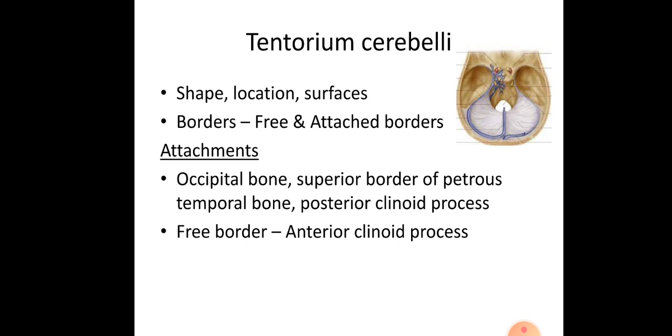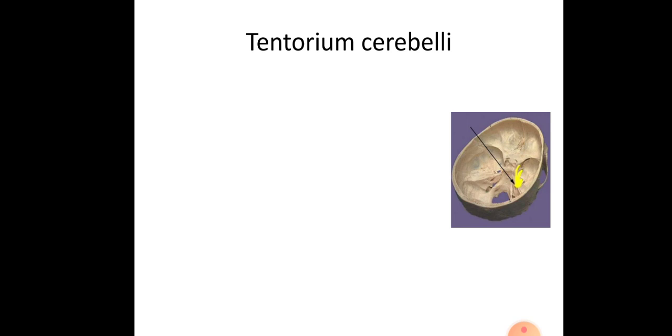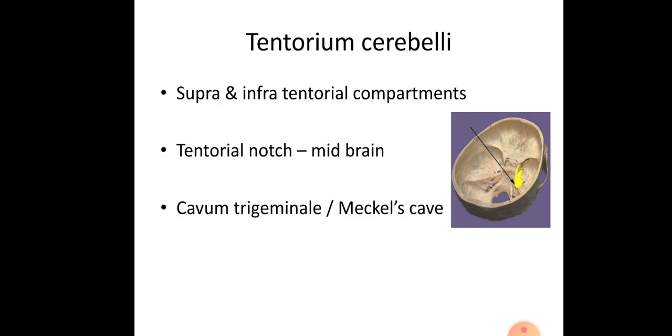Now, one more thing: in the cranial cavity, the tentorium cerebelli is pushed and forms a cave-like space by the trigeminal ganglion. So this yellow colored structure is the trigeminal ganglion. It makes a cave, a space with the tentorium cerebelli, and that cave is called the trigeminal cave or the cavum trigeminale. This cave is also called Meckel's cave.